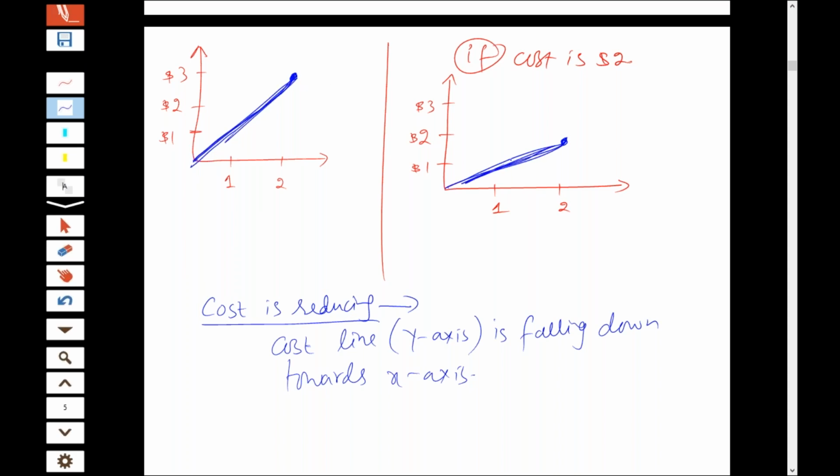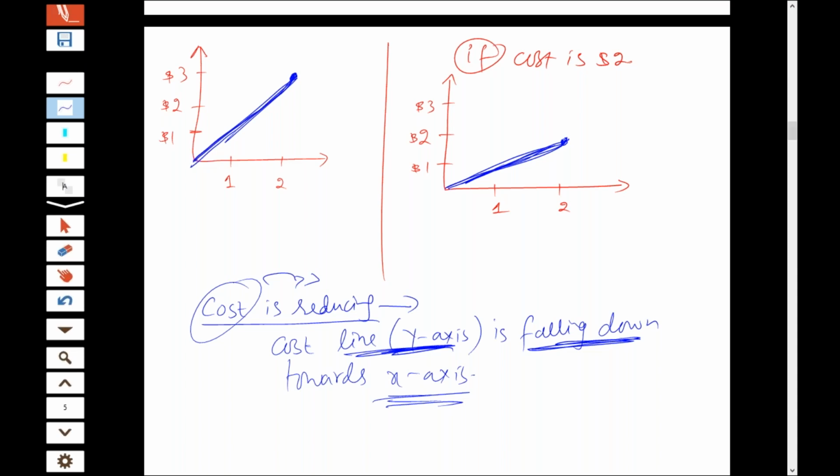From left to right, the line falls down towards the x-axis when your cost is reducing. And this is a very simple trick to find out: when your cost is increasing, your slope goes towards the y-axis, it's upward. But when your cost is reducing, your cost line on the y-axis is falling down towards the x-axis, like that way it is falling, just like in a sleeping mode.